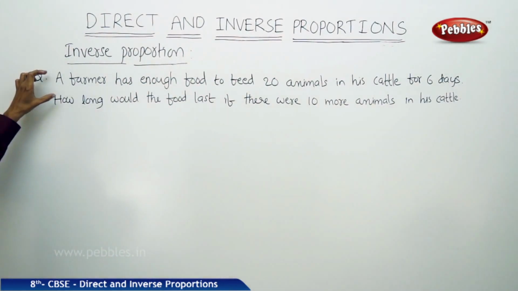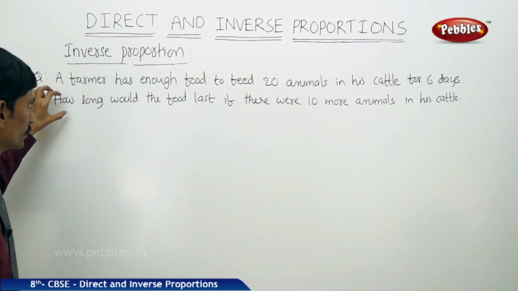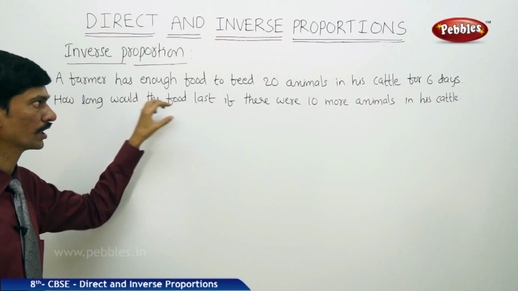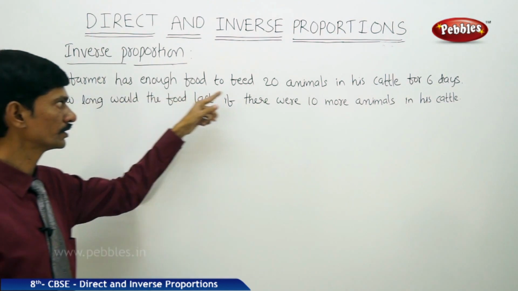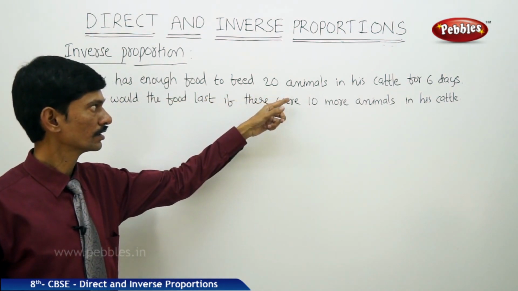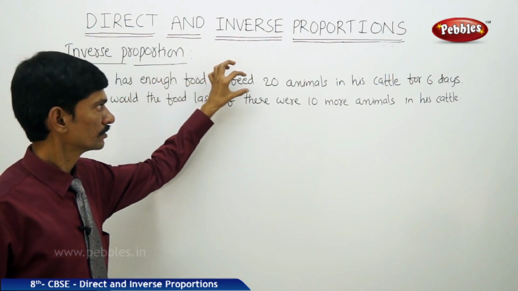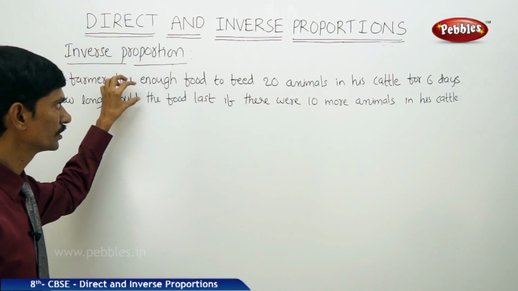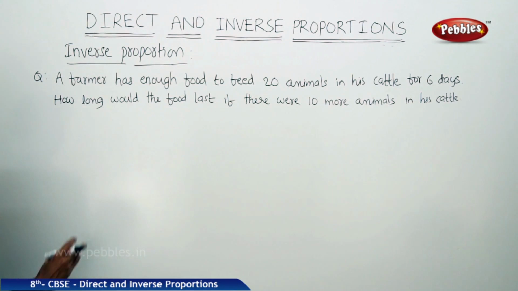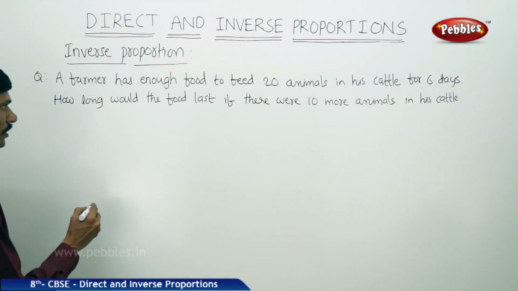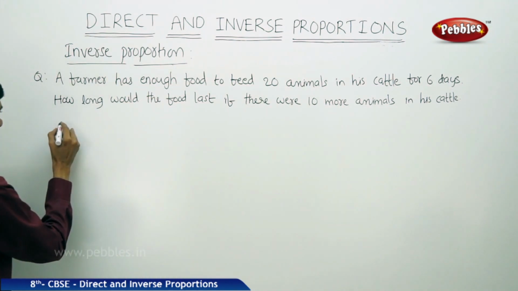A farmer has enough food to feed 20 animals in his cattle for 6 days. How long would the food last if there were 10 more animals in his cattle? Now he has enough food to feed 20 animals in his cattle for 6 days. So he has some food which can feed 20 animals for 6 days. So here the two quantities are there. The first quantity is the number of animals, and the second quantity is the number of days.